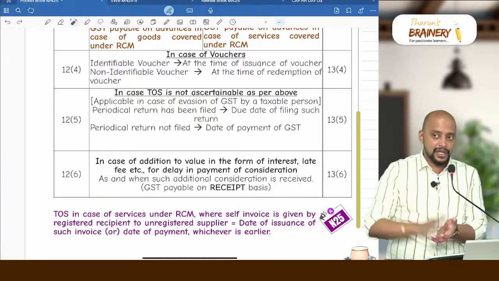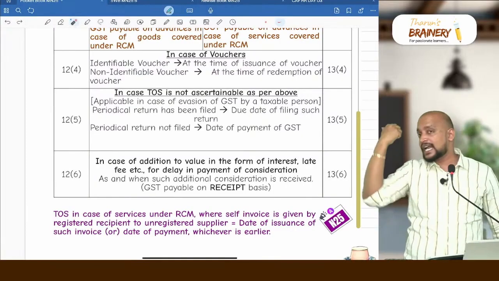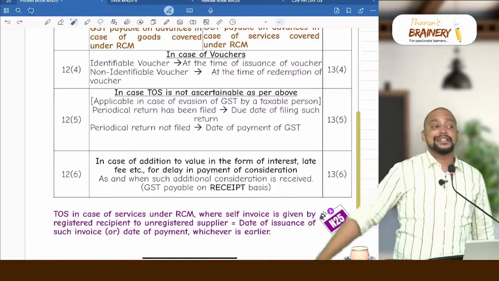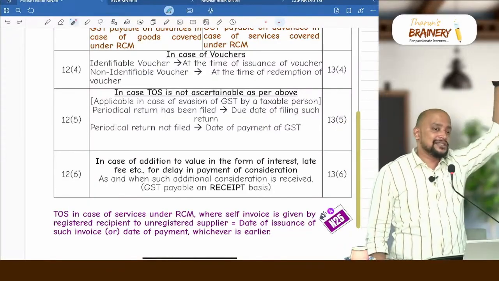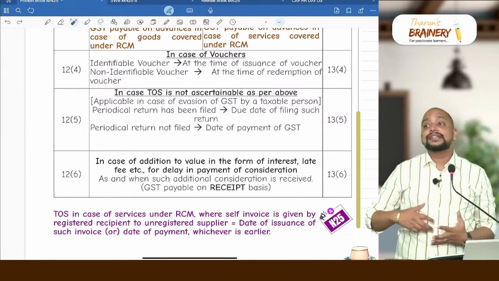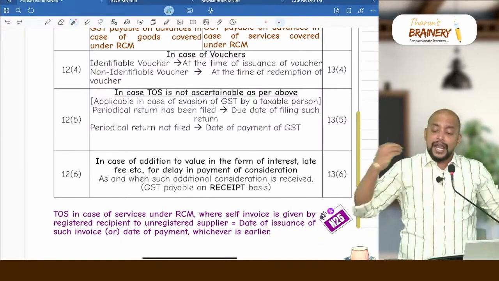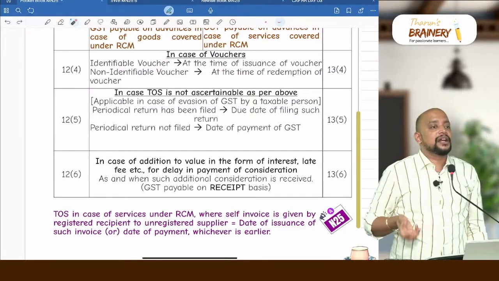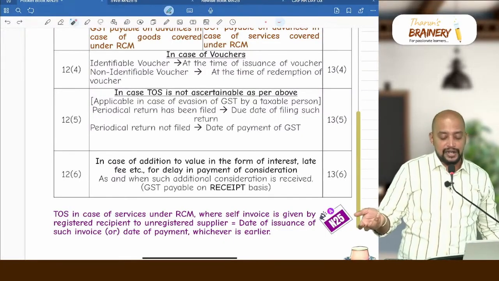Today I gave you the voucher and, considering it as time of supply, I paid the tax, but you are not coming to my shop and redeeming it, and the voucher gets expired. Unnecessarily, whatever GST I have paid, I can get it as a refund under excess payment of tax. Whereas in case of non-identifiable voucher, anyhow I will be paying GST only when you come and redeem. So if you are not coming and redeem, the liability shall not arise for me.